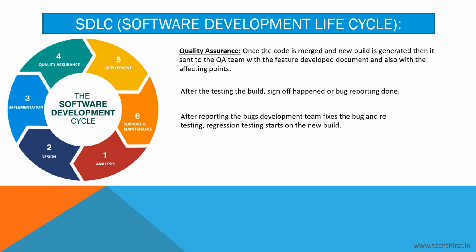After the testing, the build sign-off happens or bug reporting is done. After reporting the bugs, the development team fixes the bugs and retests. Regression testing starts on the new build.